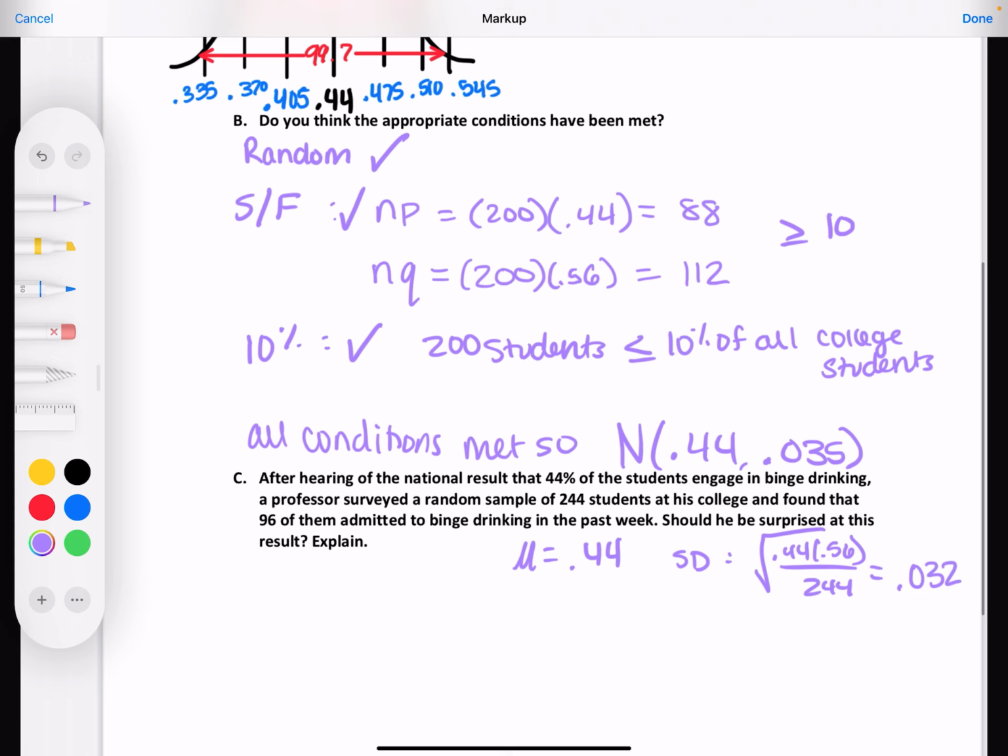Really? Nice. Okay, so this is what the results say the mean and the standard deviation should be, based on the data. But his sample mean, y bar, is 96 divided by 244, because we had 96 binge drinkers out of the 244 surveyed. So what does that mean, actually? I got 0.393. You should be surprised.